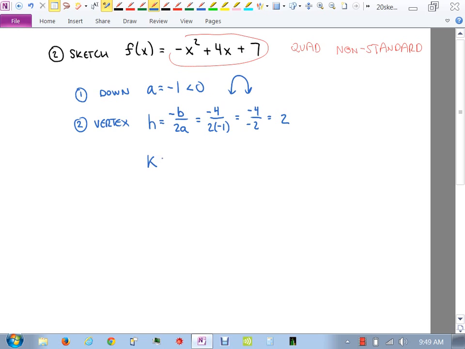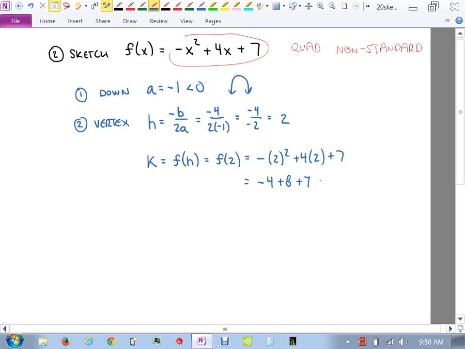Okay, how do you get K? Plug H into the function. So you're going to plug 2 into the function. That's negative 2 squared plus 4 times 2 plus 7. That's negative 4 plus 8 plus 7, which is 11.